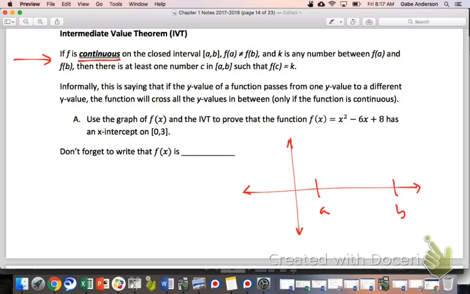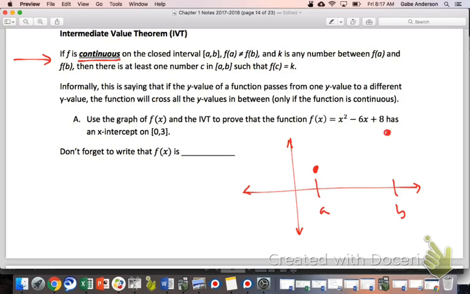And so let's just build this up. We've got a closed interval, a to b, and f of a not equaling f of b. That's just saying that the y values at those points are not the same. They're different. Okay? K is some number between f of a and f of b. So I'm going to go ahead and fill these in. I'm going to say that f of a is right there. I'm going to say that f of b is right there.